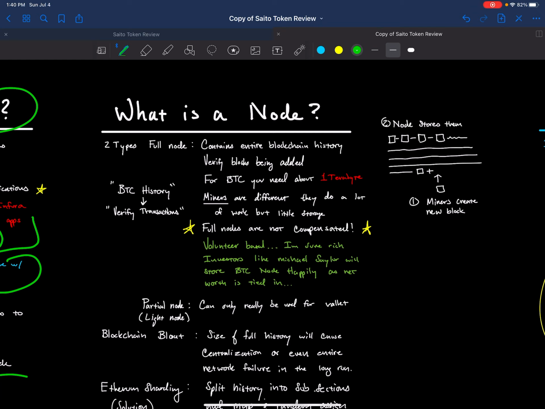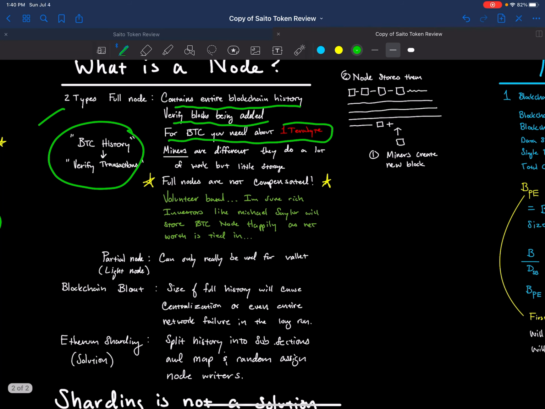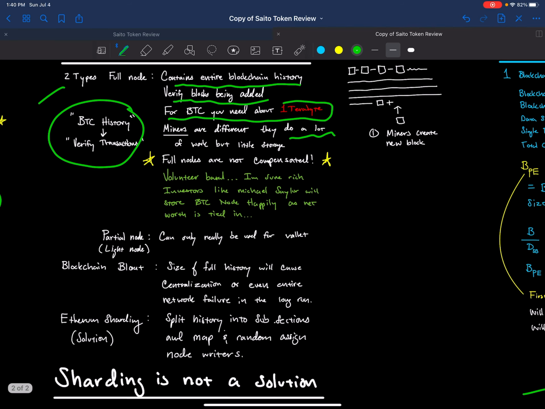Okay, so what is a node? There's two types, full nodes and partial nodes. Full nodes contain the entire blockchain history. They verify blocks being added. Basically, it's the full blockchain. And for Bitcoin, you need about, it's getting up to 1 terabyte, or it's going to get there. Miners are different as they do a lot of work, but they don't store anything. Full nodes are not compensated.